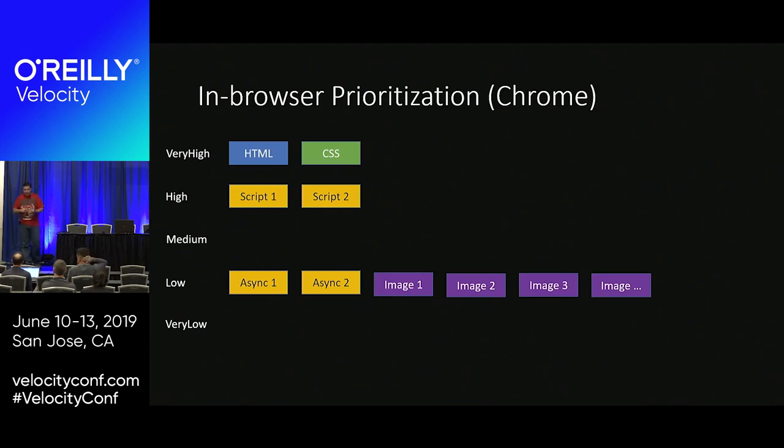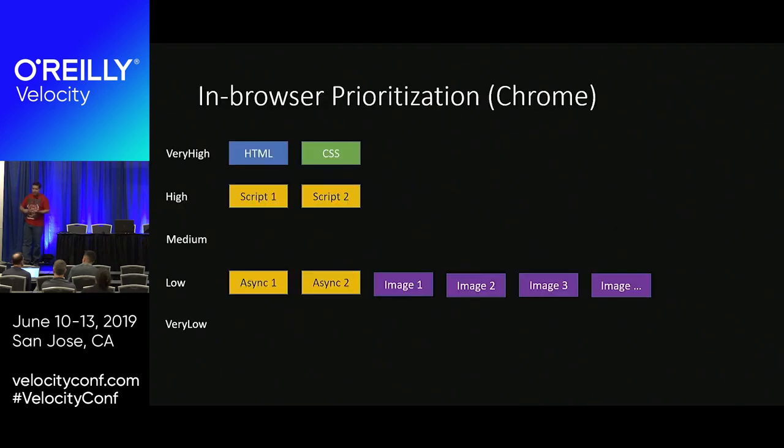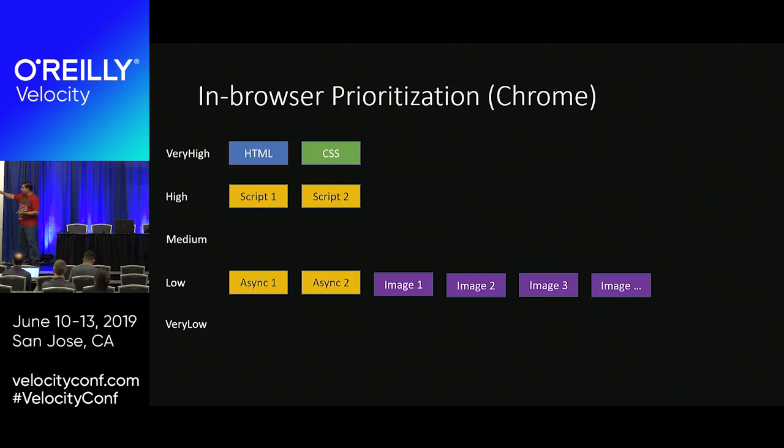But basically, HTML and style sheets get the absolute top priority because by the time the browser knows about them, they're absolutely critical for render. Below that, and this is as we're going through parsing these resources, it doesn't know about the font yet because the font's late discovered. It knows about the scripts. Oh, and the preload scanner has scanned all of the images, so all 13 images.